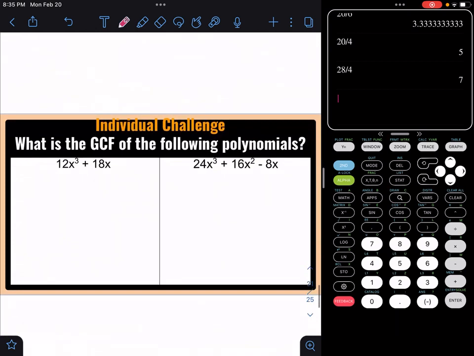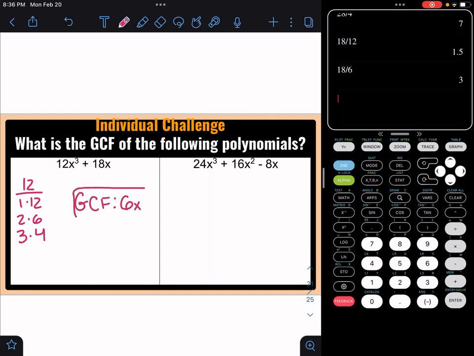Alright, let's try this one. 12 and 18. So write down the factors of 12: 1 and 12, 2 and 6, 3 and 4. 18 does not divide by 12. 18 divided by 6 works. So we'd have 6. And they both have the x to the first, because that's the smaller exponent.